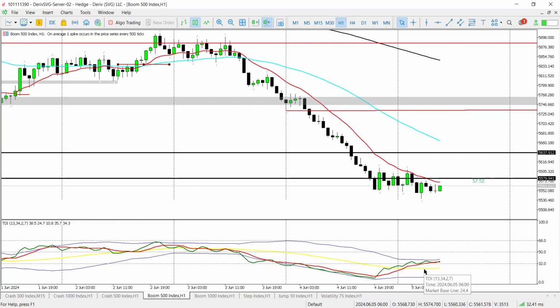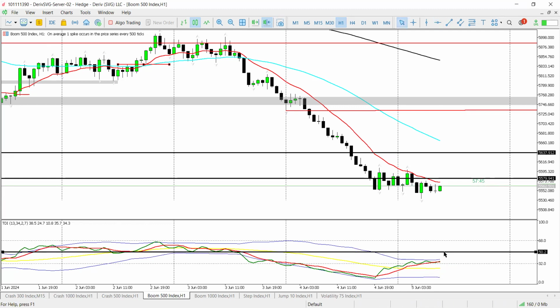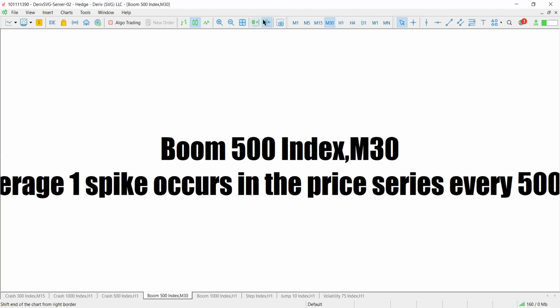H1, we're now above the 13 EMA. Price might potentially push back to the 50 level on the TDI, giving us that buy we want. So here a safe buy would be above this level here. Let's see if we can get something else.